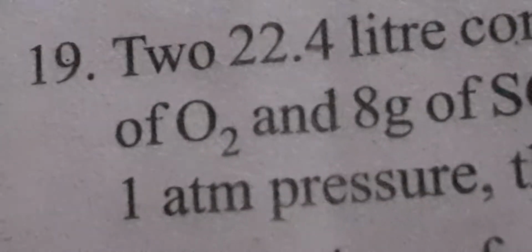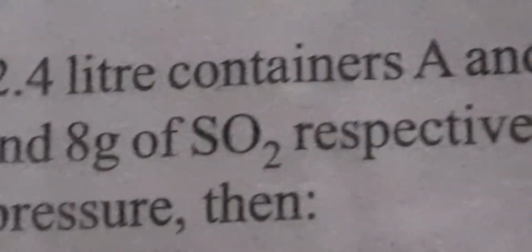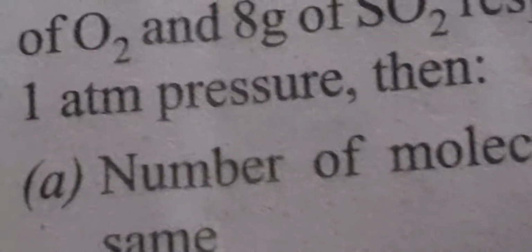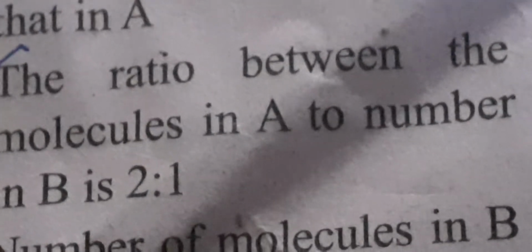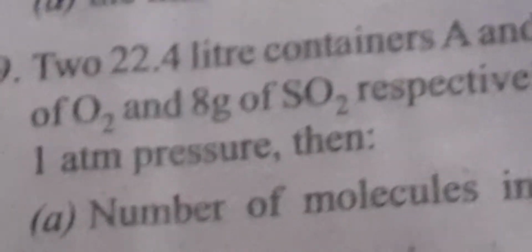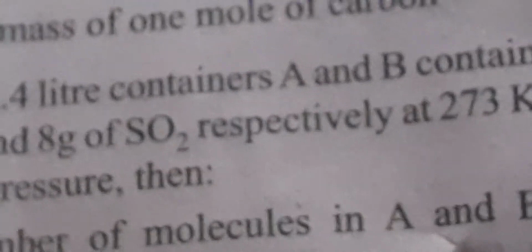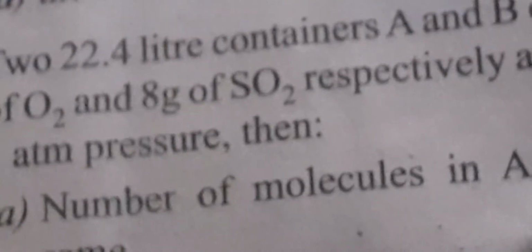Next, 22.4 liter containers A and B contain 8 gram of oxygen and 8 gram of sulfur dioxide respectively at 273 Kelvin and 1 atmospheric pressure. Then the ratio between the number of molecules in A to the number of molecules in B is how much? 2:1. Look, both are the same volume, but they have taken 8 gram of oxygen and 8 gram of sulfur dioxide at standard temperature and pressure. Then how will the ratio between the number of molecules be? Oxygen is a dimer. Okay, that is a 2:1 ratio.